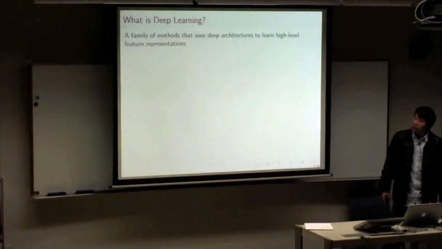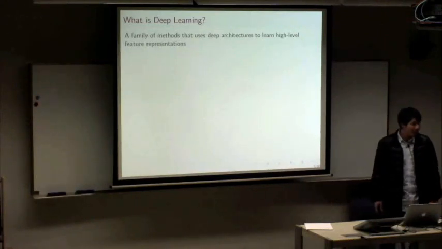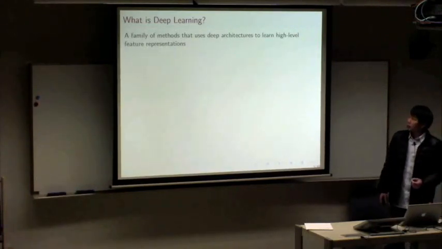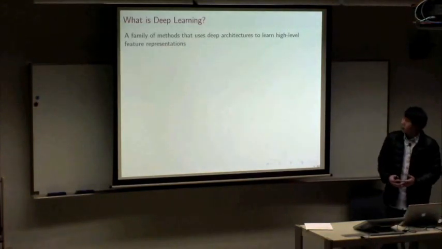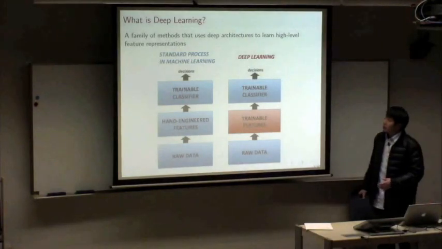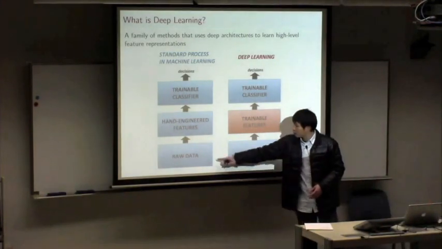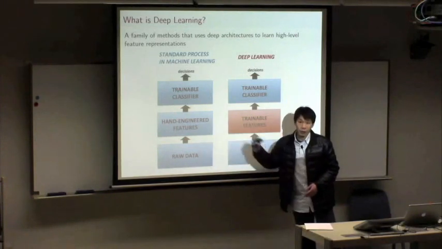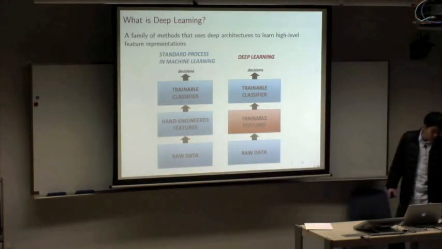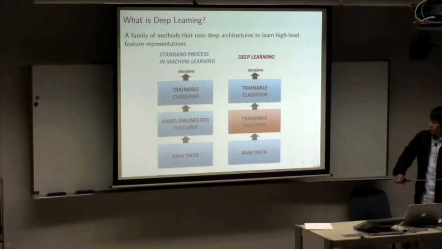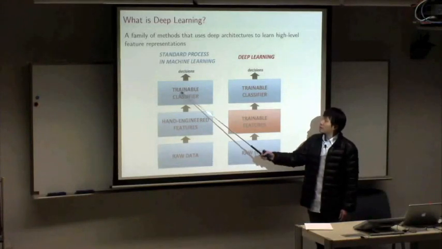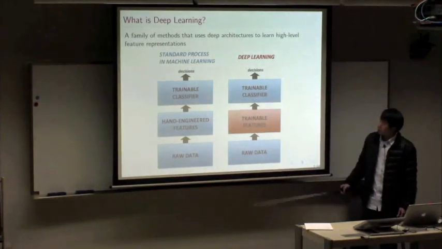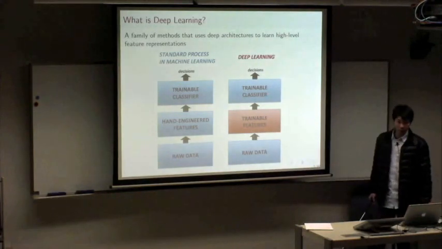Okay. So just in a nutshell, what is deep learning? You can think of it as basically a family of methods that use a deep architecture to learn high-level feature representations. I'll explain what I mean by these later. But basically, the idea is this. In standard machine learning, you usually have some raw data, and from the raw data, you get some features. And you get those features by hand engineering using your intuition. And then given these features, you train a classifier, and this classifier will make some intelligent decisions. And this is a standard process in machine learning.